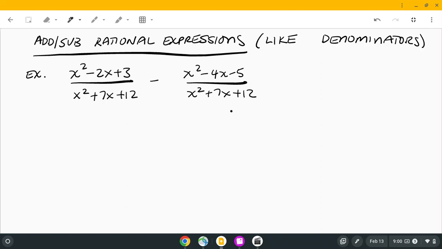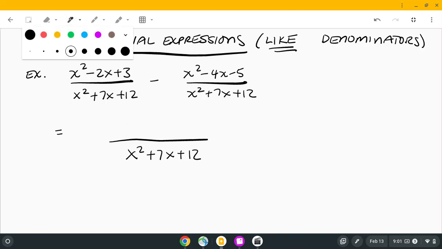When the denominators are the same, then you are able to add or subtract the two fractions. Okay, so the denominators are going to remain the same. So our denominator in our answer will still be x squared plus 7x plus 12. There's no factoring here when the denominators are like. When they're unlike, then you have to factor and go through the process of finding the LCD. But when they are like denominators, you don't have to do any factoring. All you're doing is combining like terms.